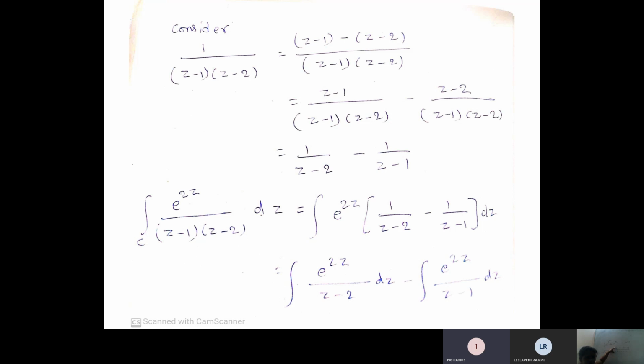Do you understand this step? Yes, ma'am. What is the numerator value finally? In this step, z cancels out. Minus 1 plus 2, that is 1. So this 1 is written in this form. Now, separating the factors, z minus 1 by z minus 1 into z minus 2.